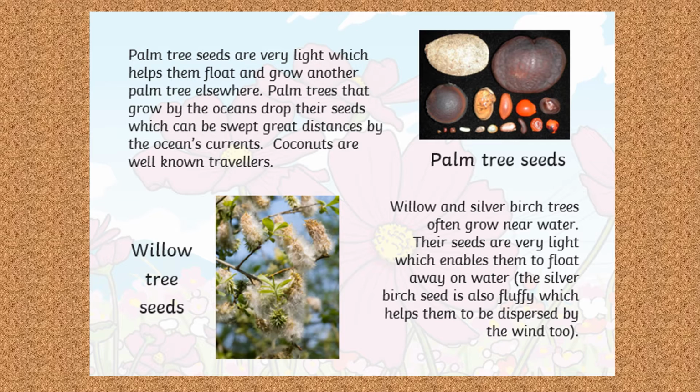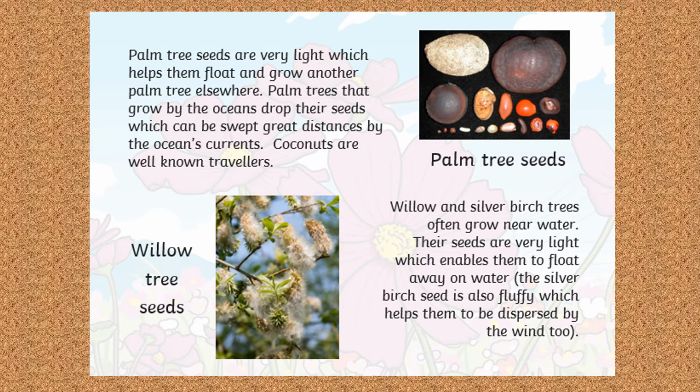Palm tree seeds are very light, which helps them float and grow another palm tree elsewhere. Palm trees that grow by the oceans drop their seeds, which can be swept great distances by the ocean's currents. Coconuts are well-known travellers. It has been known that palm tree seeds have even turned up on the shores of Great Britain from a long, long way, as far away as the Caribbean. So they do travel great distances on the ocean's currents.